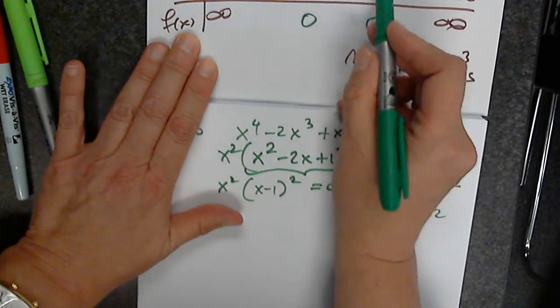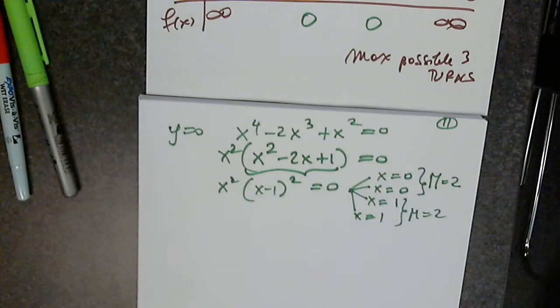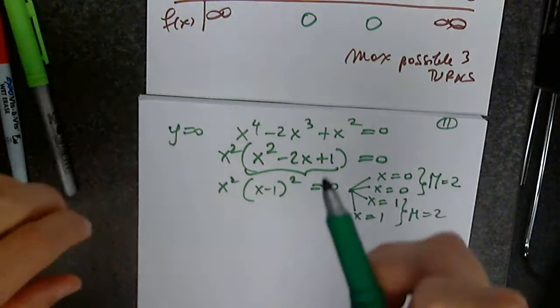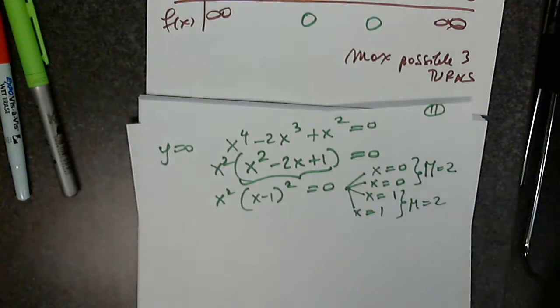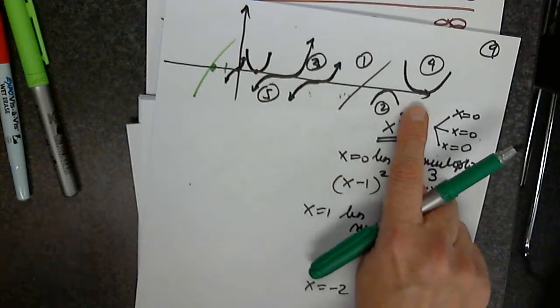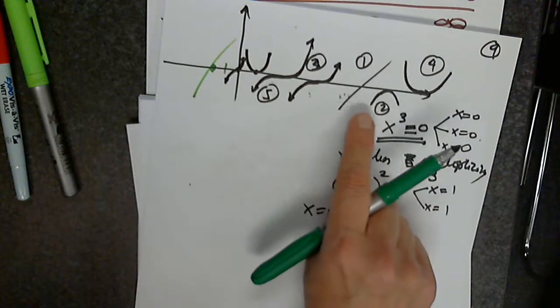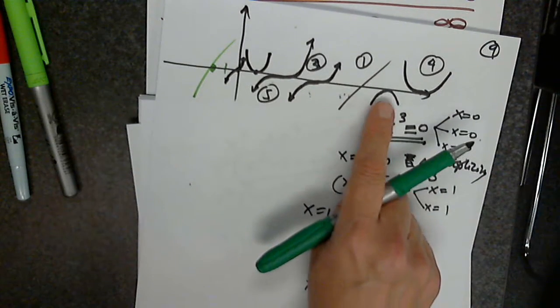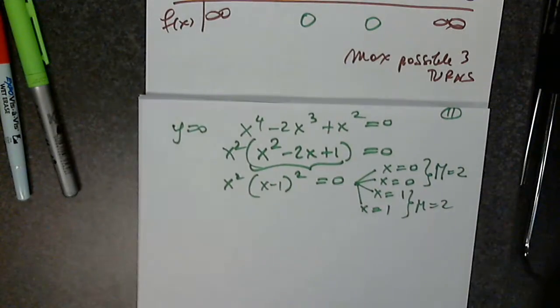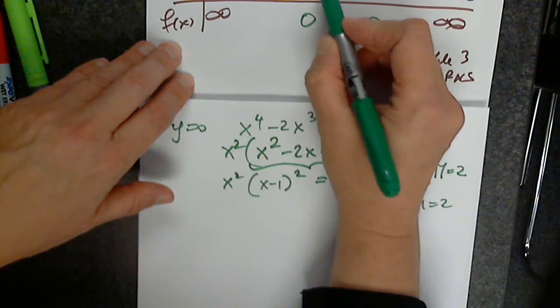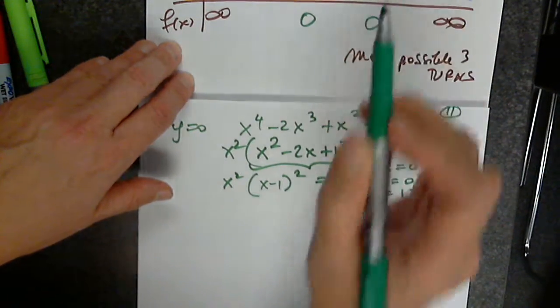What do I write up here? Do I write a cross? Do I write a turn? Do I write a cross flat? Do I write a turn flat? What do I write? For multiplicity 2, 4 is a turn flat. 2 is just a turn. Just a turn. Good. So then I know that this must be a turn, and this must be a turn.